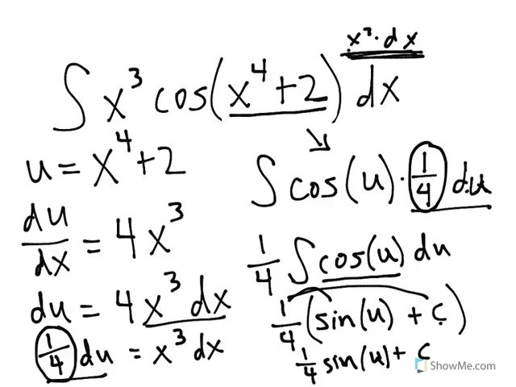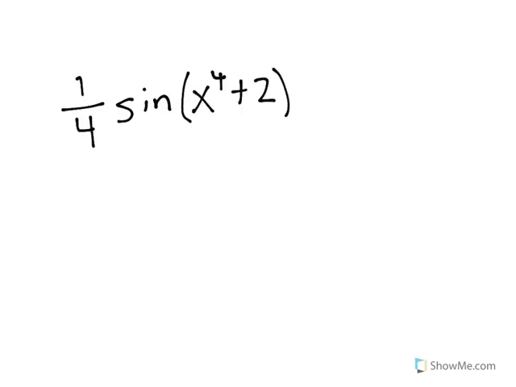Okay, and then go ahead and replace u with what u is originally equal to. So you should end up getting a result like 1/4 times the sine of, let's see, u was x to the fourth plus 2, and then plus c. So that's what we get as our integral there. And again, this is an indefinite integral.